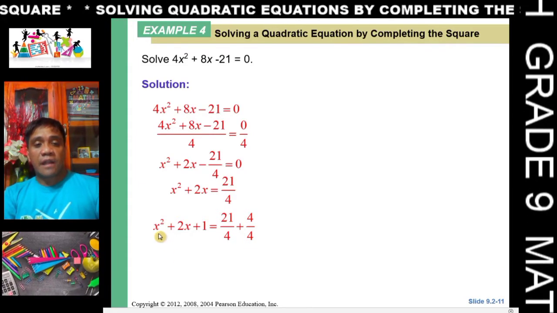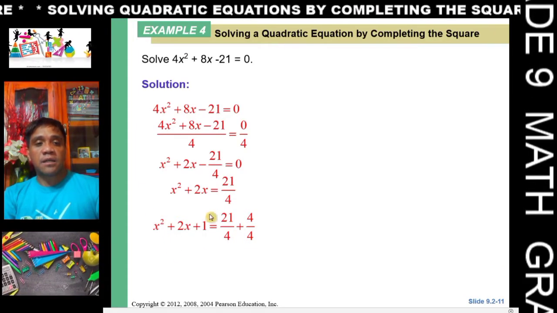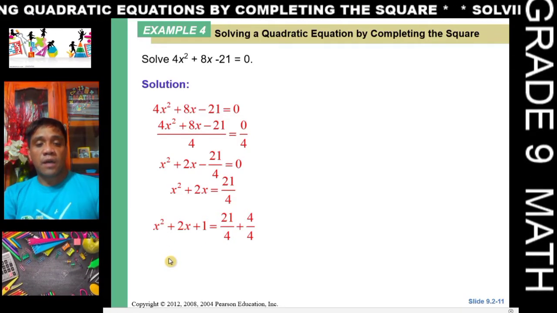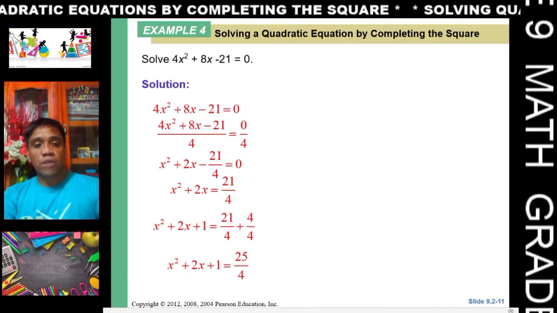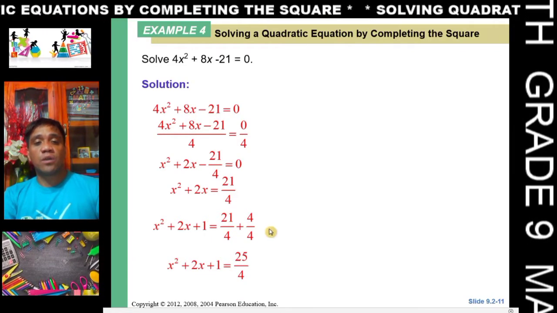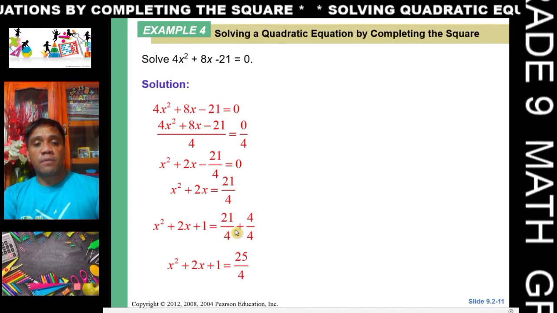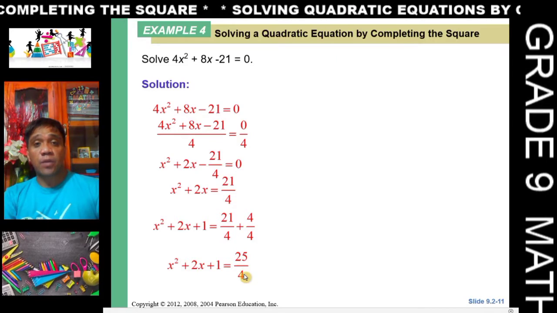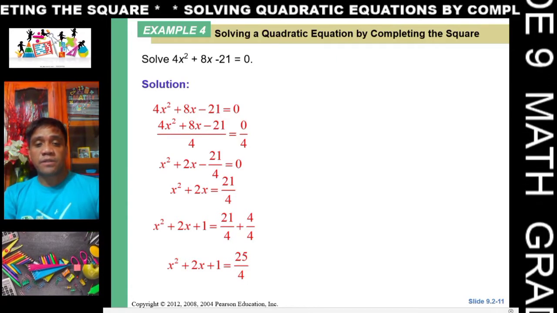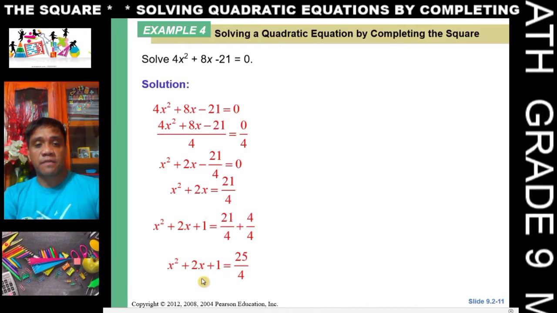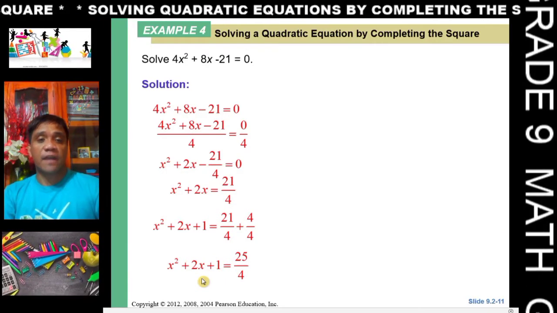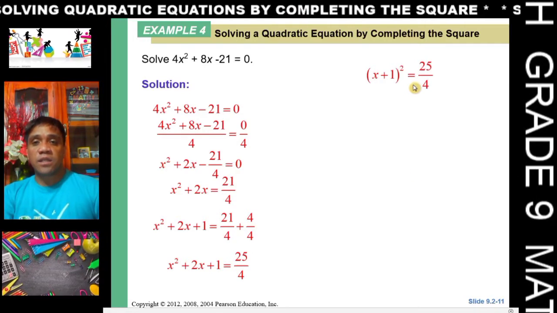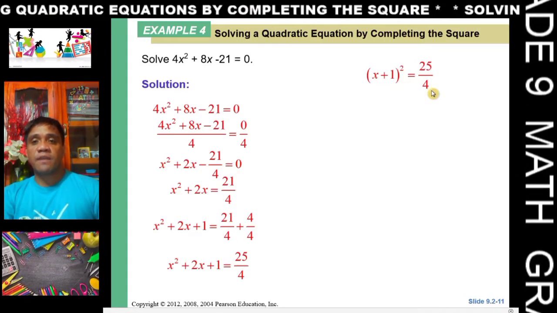So now the left side of the equation is a perfect square trinomial. So we have x squared plus 2x plus 1 is equal to 25 over 4, because 21 plus 4 is 25. Then copy the denominator, which is 4. And after which, since this one is a perfect square trinomial, we have to factor that. The factor of that is the quantity x plus 1, quantity squared, is equal to 25 over 4.